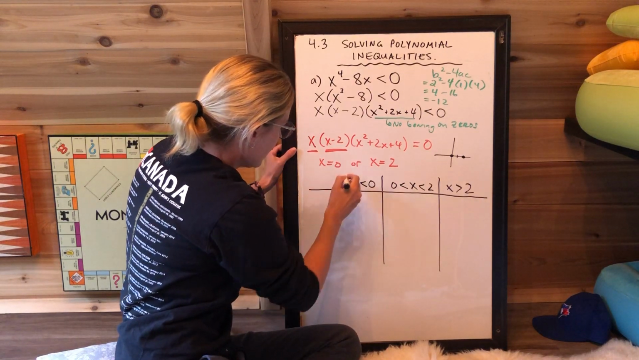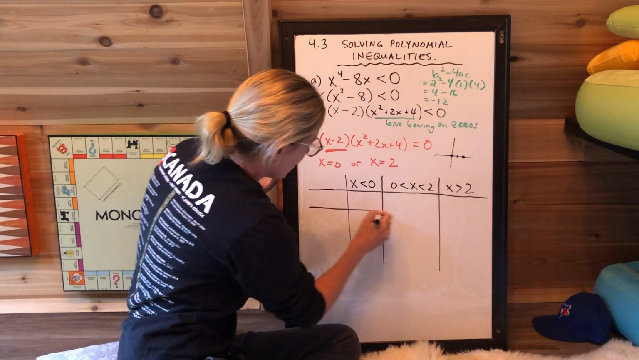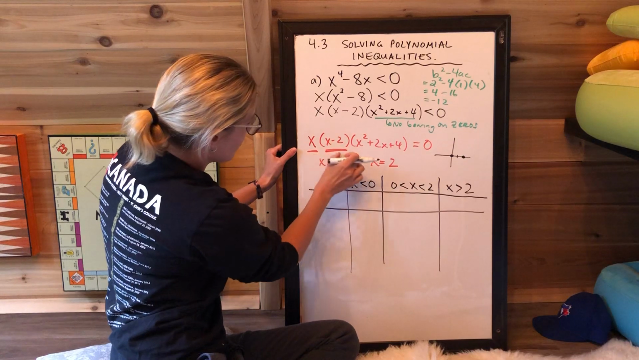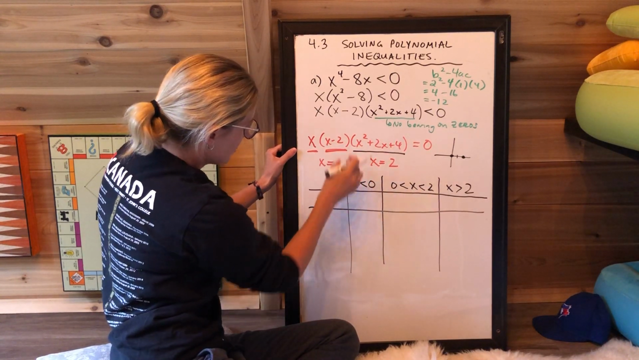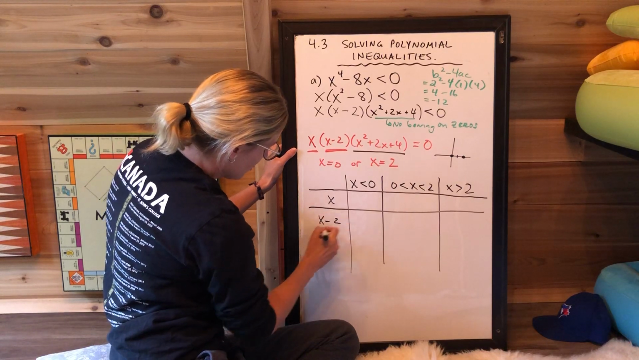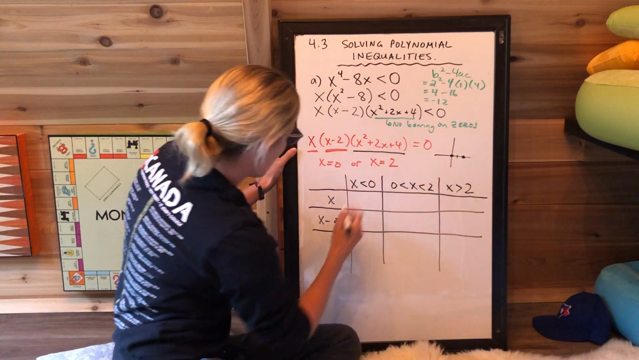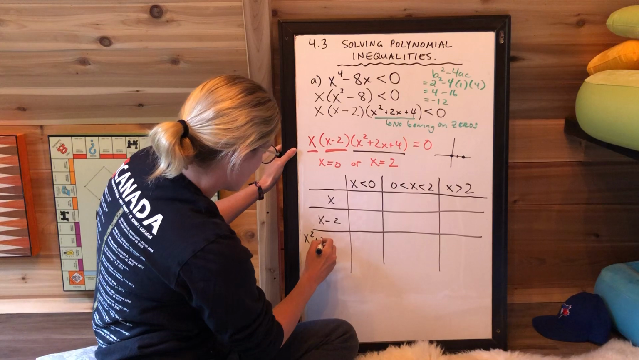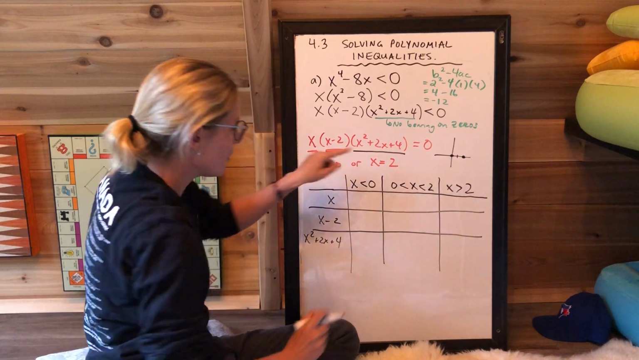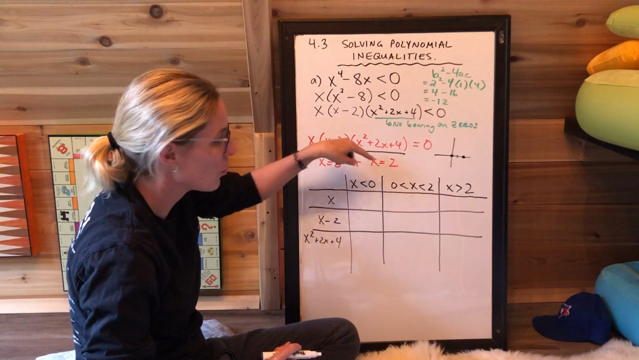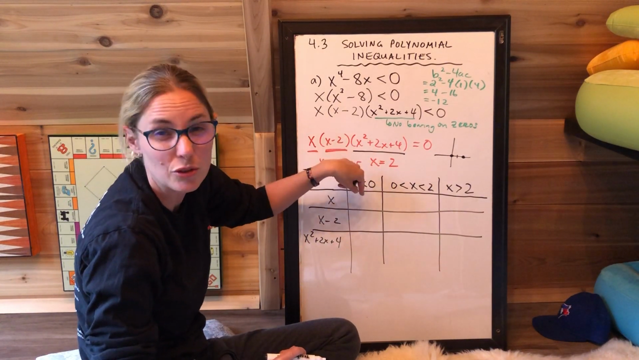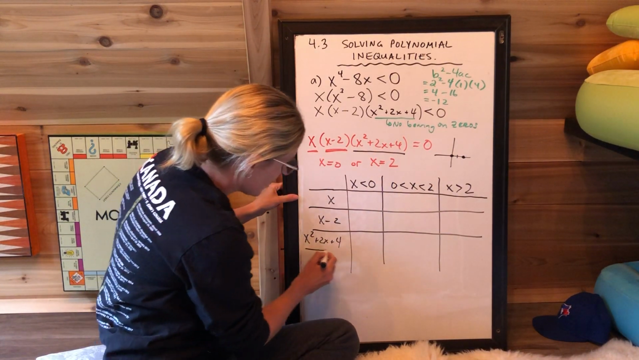Then again, we're going to set up all parts of this factored form. So really, we have three parts. We have the x, we have x minus 2, and then our last part is x squared plus 2x plus 4. We still have to consider this in the solution, of course. It just didn't help us determine what the zeros were. It didn't help us with the intervals, but it's still part of the function.